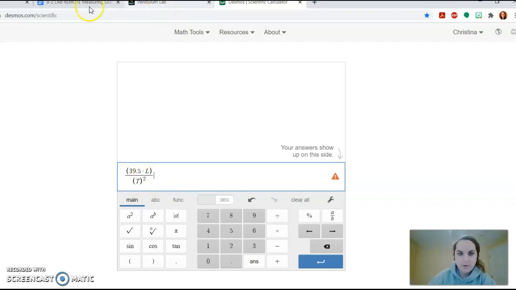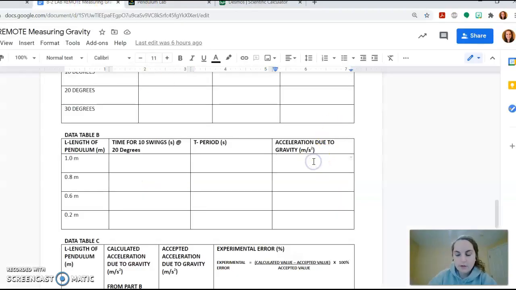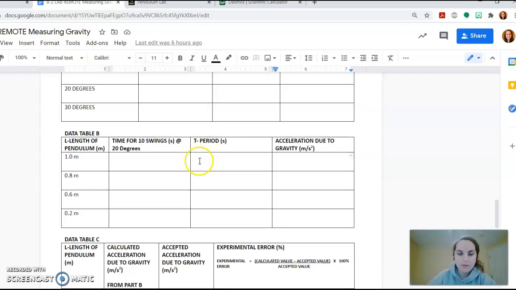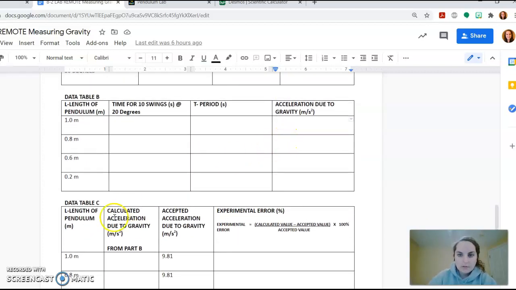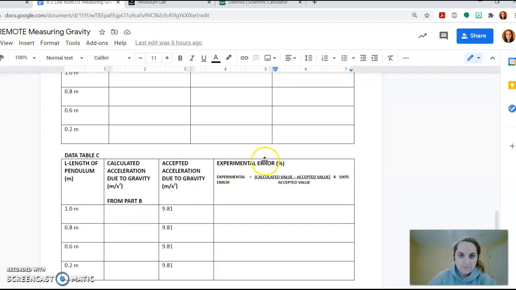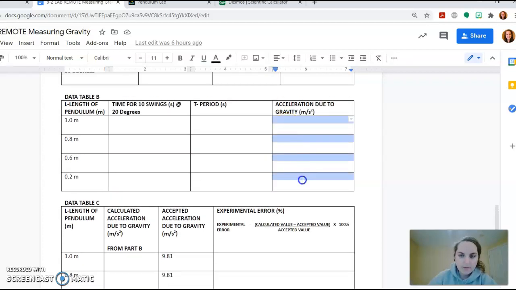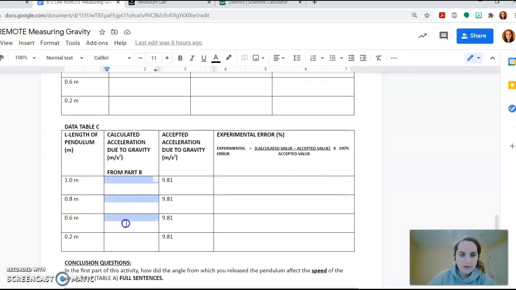Okay, and this acceleration due to gravity should be next to the accepted value. It should be around 9.81. Okay, so if it's not, maybe you were counting these swings wrong, or maybe you need to go back and check your math. Okay, all right, so all you need to do now for data table C is to copy this stuff that you have right here and paste it right into this column.